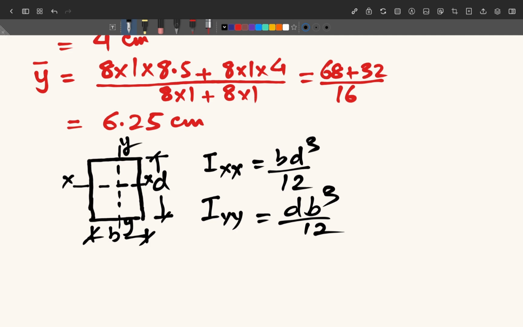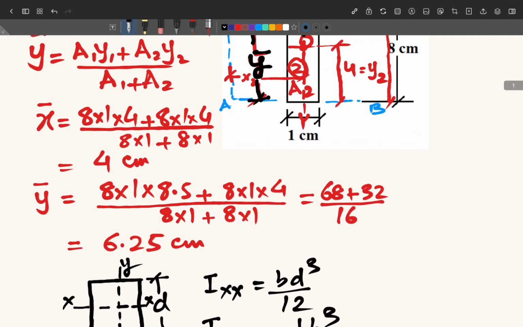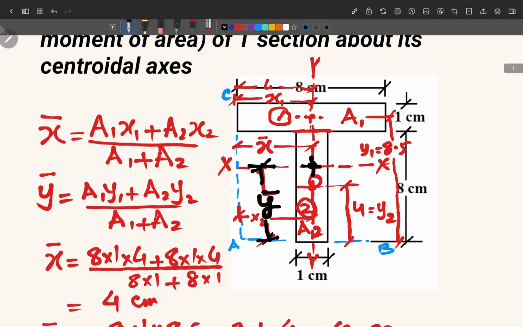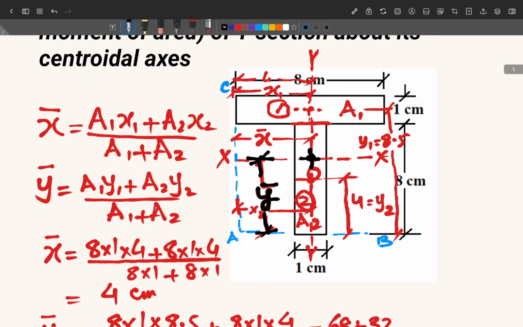You can easily calculate the moment of inertia about x-axis and y-axis. But here we have to calculate the moment of inertia about the x-axis and y-axis of this whole T section. So you can see that this x-axis is away from the centroidal axis of area A1, it is not coinciding with its x-axis. So the own axis of this area A1 and the axis for the T section are at some distance, but these are parallel.